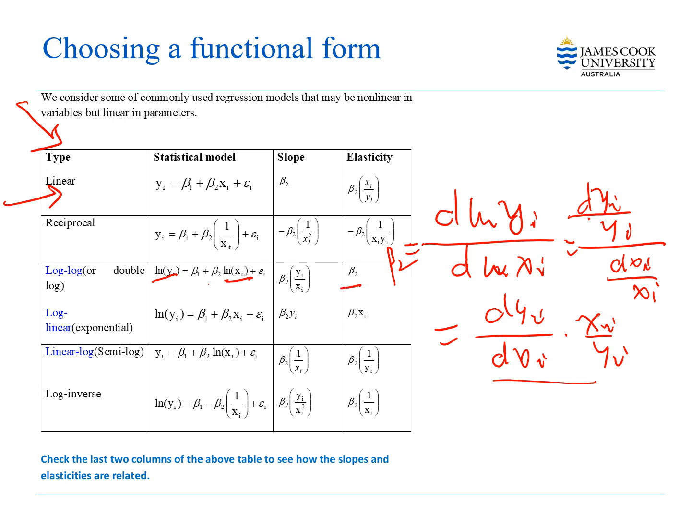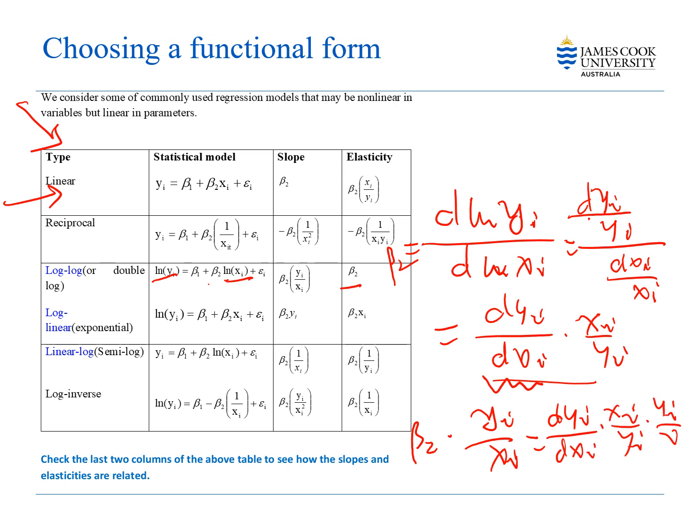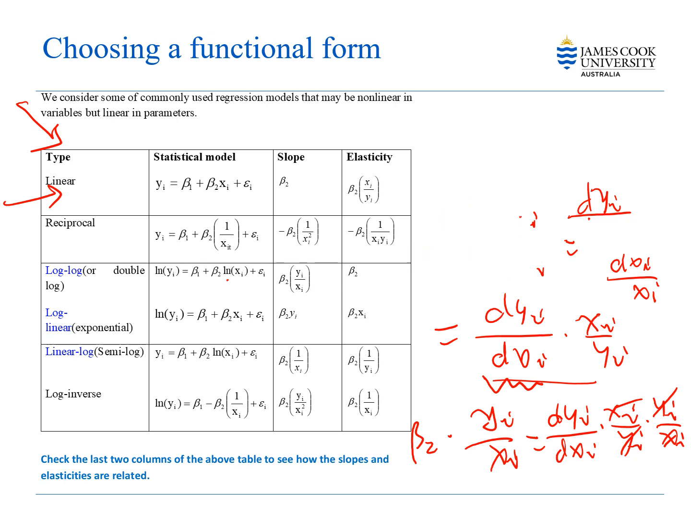And for the marginal effect, we only want to compute dy over dx_i, right? So let's multiply both sides by y_i over x_i. The x_i cancels out. So dy over dx_i is just beta 2 times y_i over x_i.